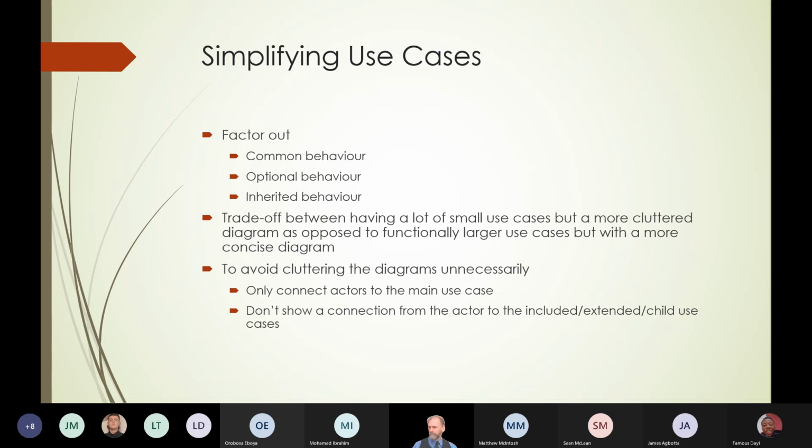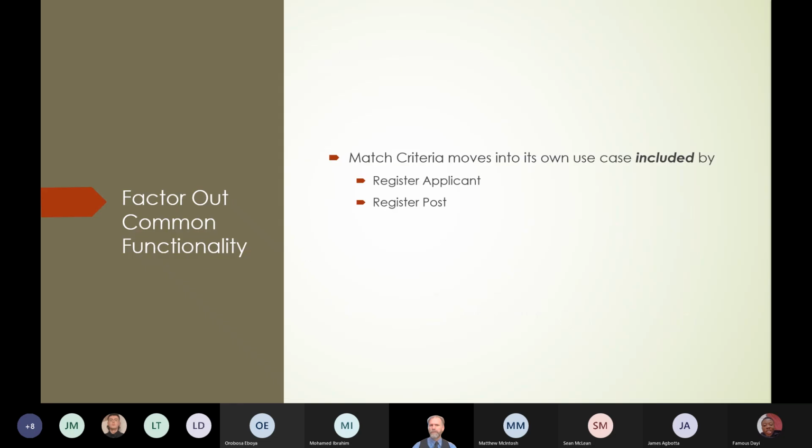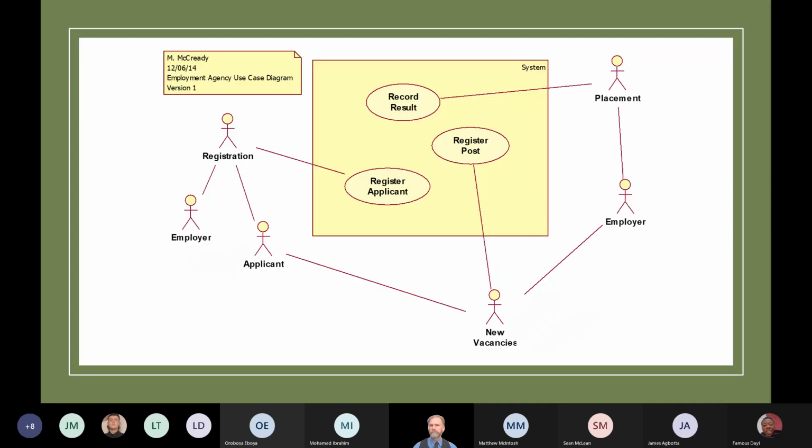So there are some suggestions up there about how you can avoid cluttering your diagrams too much. But let's go back to our examples and see if we can figure out ways of making them slightly more helpful. So let's, for example, factor out the common functionality. Let's think about our employment agency. We talked about registering. We're registering applicants and we're registering posts.